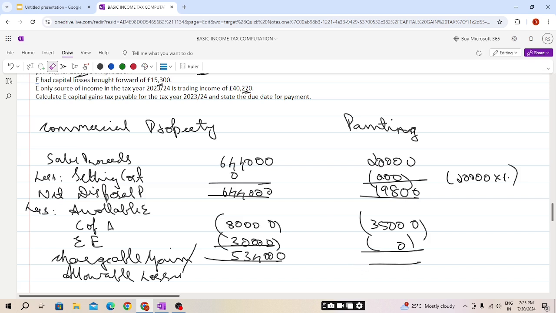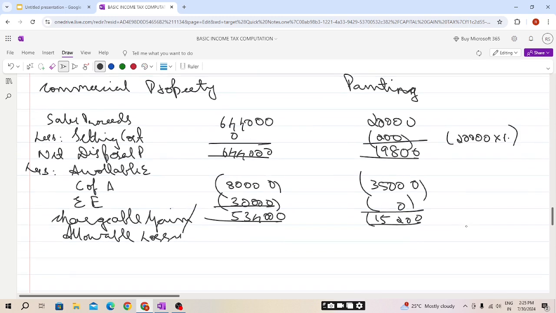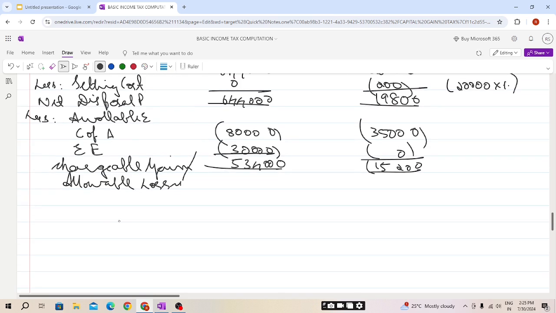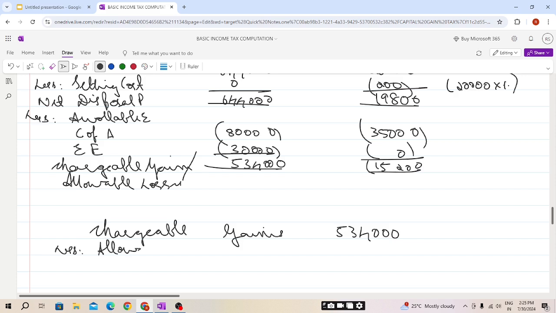So it will be, students, here negative 15,200. I hope step 1 is done. Now coming to step number 2, students. Now this we can directly write as the chargeable gains, that is 534,000 pounds less allowable loss, students.